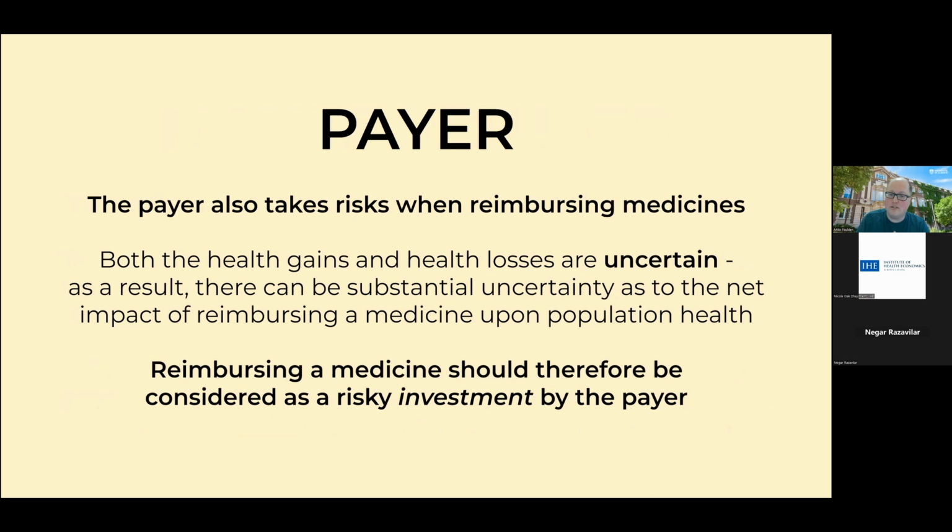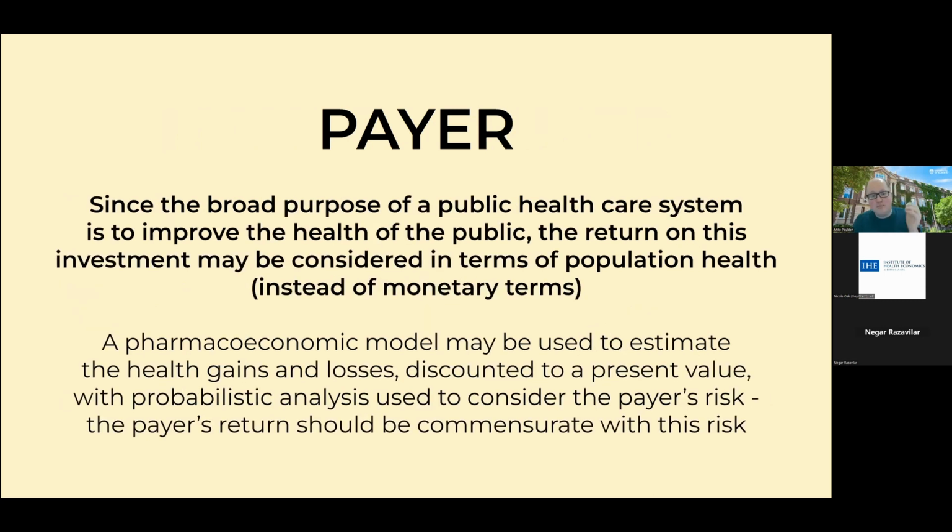There are some sunk costs that are made when a medicine is reimbursed. And because the broad purpose of a public health system is to improve the health of the public, the return on this investment shouldn't be considered in dollar terms, but it should be considered in terms of population health, right? So when a public payer invests in a new medicine and there are positive incremental costs, the payer is giving up the opportunity to use those dollars to improve the lives of other patients. And this is a risky investment. There's a possibility that they won't get the return that they're expecting.